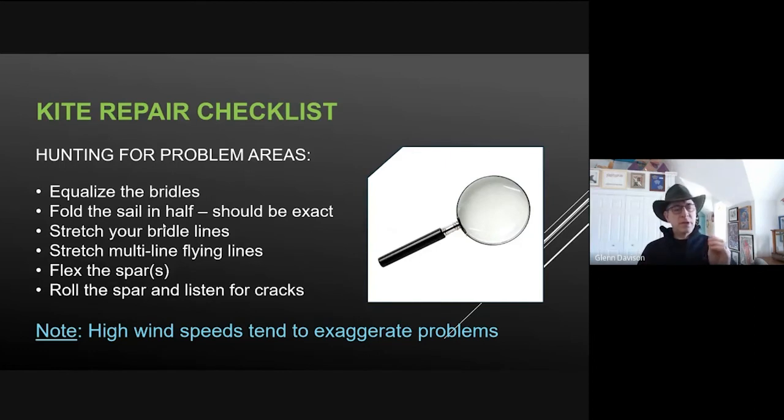And if you're using carbon fiber tubes, roll the spar in your hands and listen for cracks, because that can be a dead giveaway that a tube is cracked in some place, and that crack might not be visible. It might become visible later, especially if you fly it and it cracks more. The high wind speeds tend to exaggerate problems, so a kite that might fly steadily one day might tilt to the side when the wind picks up, and then recover when the wind is better. So high winds tend to exaggerate the problems.